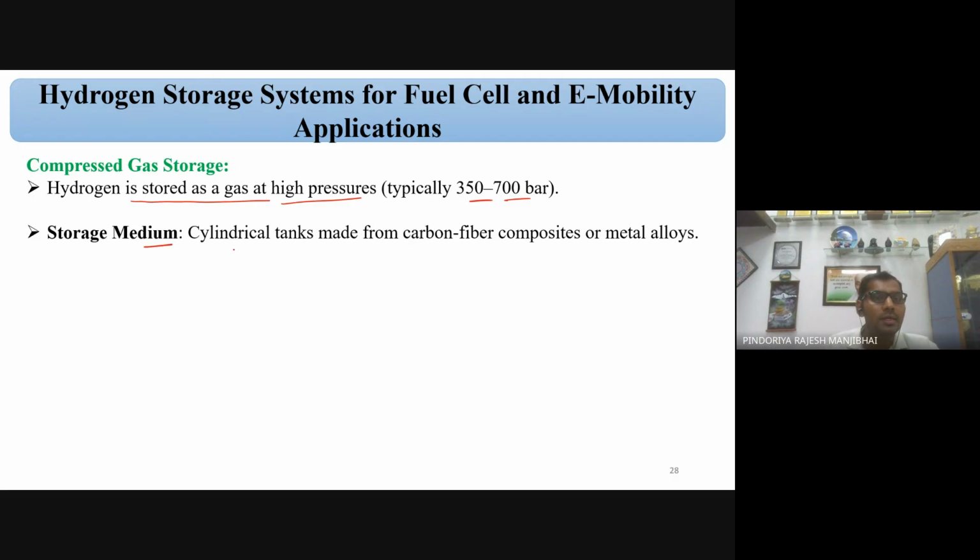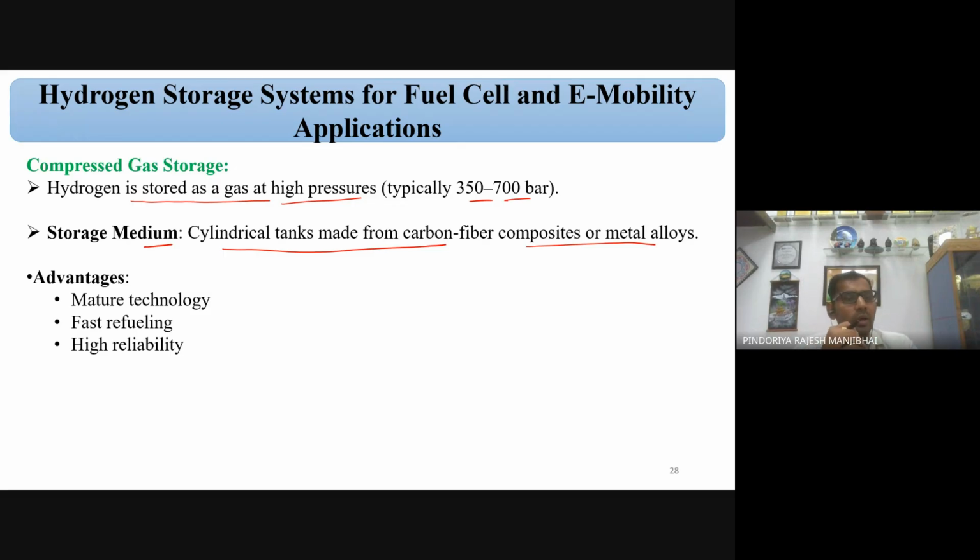Storage medium: cylindrical tank made from carbon fiber composite or metal alloy. The tank is the most important part because we have to store it safely, correct? Otherwise maybe leakage happens, and then maybe hazards happen. Advantages for CNG-type gas storage: mature technology, because CNG is a very old technology, fast refueling and high reliability.